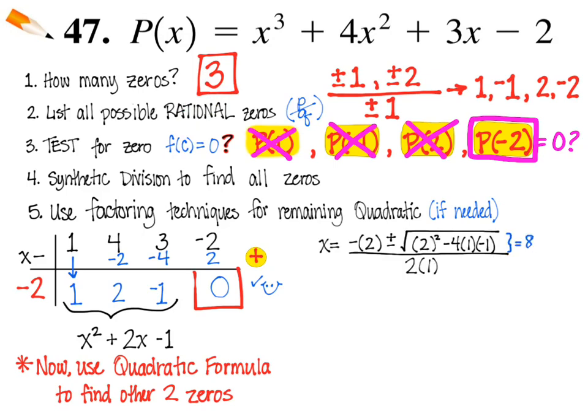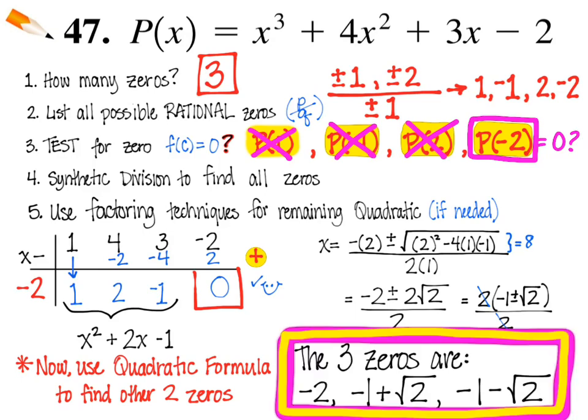So using the quadratic formula and simplifying, we get -1 plus or minus √2, which gives us the 3 zeros: -2, and then -1 plus √2 and -1 minus √2.